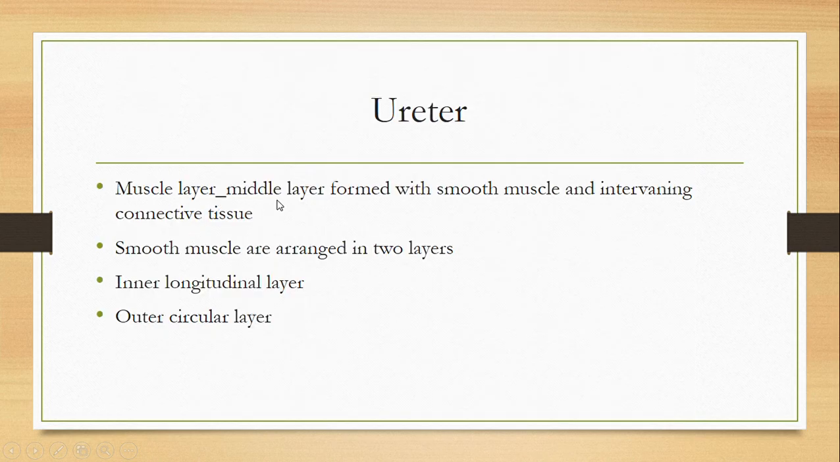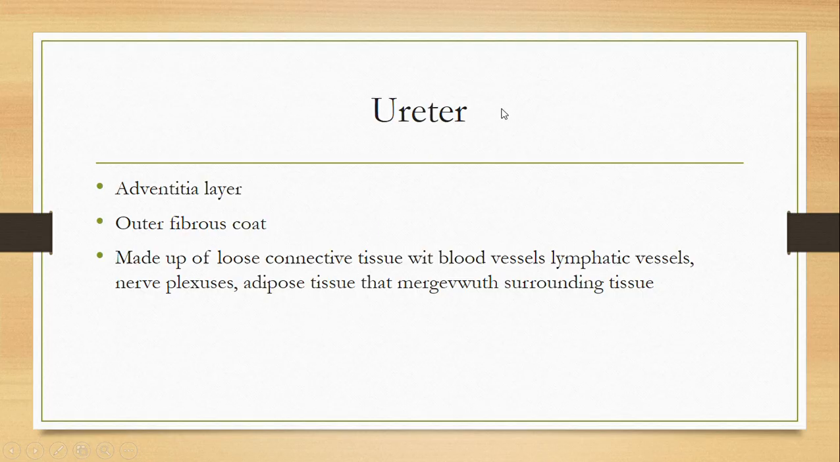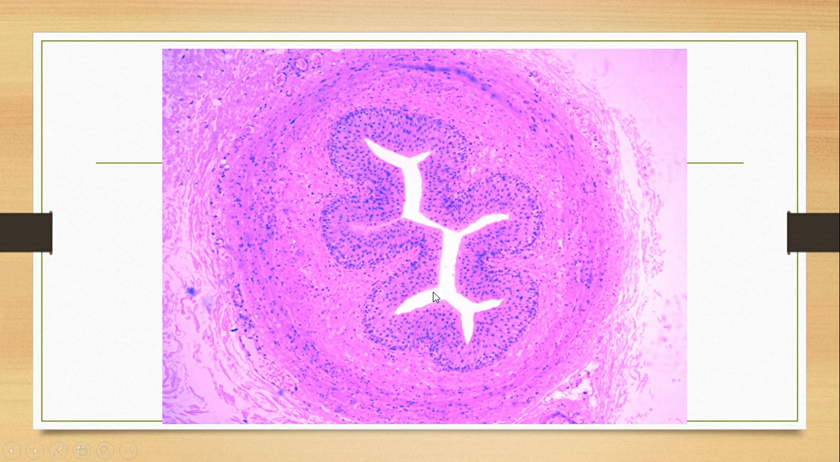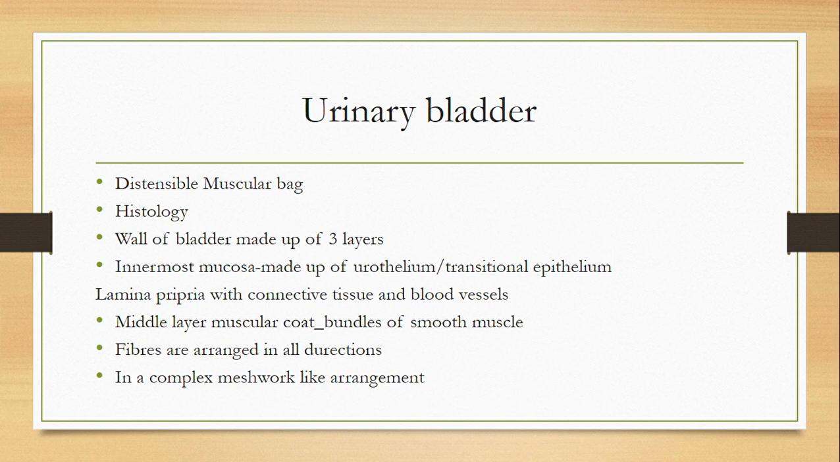The muscle layer, the middle layer, is formed of smooth muscle and intervening connective tissue. Smooth muscles are arranged in 2 layers, the inner longitudinal layer and the outer circular layer. The adventitia is the outermost layer, the outer fibrous coat. It is made up of loose connective tissue with blood vessels, lymphatics, nerve plexuses and adipose tissue, and merges with the surrounding tissue. This is how it appears under the microscope.